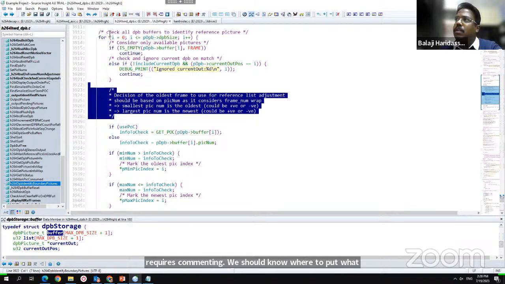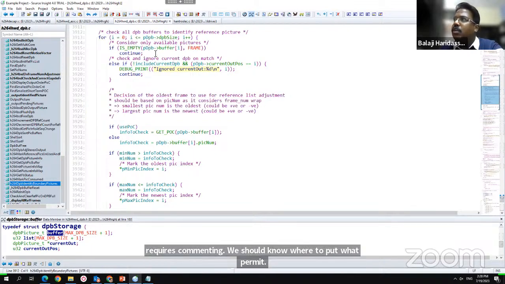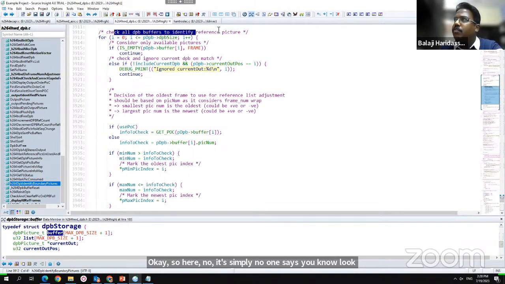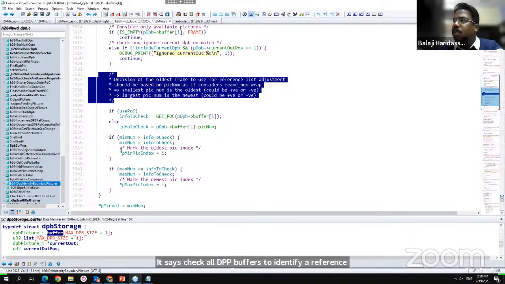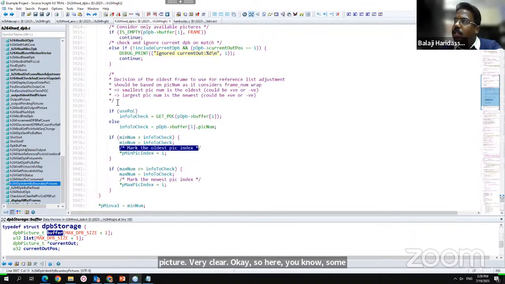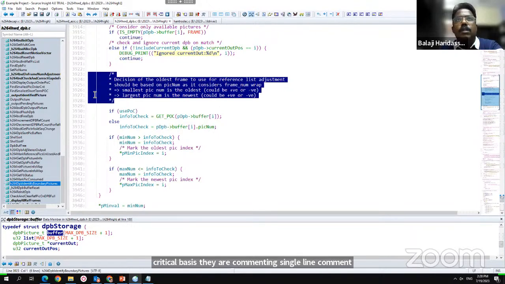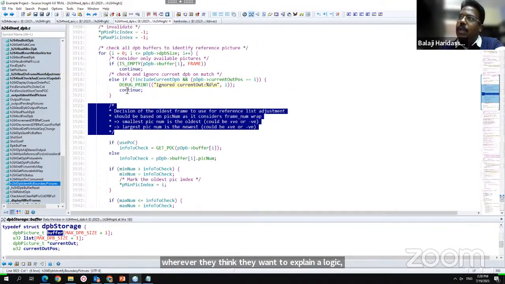Okay. So here, no one says, loop through this and all those stuff. It says check all DPB buffers to identify a reference picture. Very clear. Okay. So here, for some critical phases, they are commenting with a single line comment. Wherever they think they want to explain a logic, they give a comment like this.